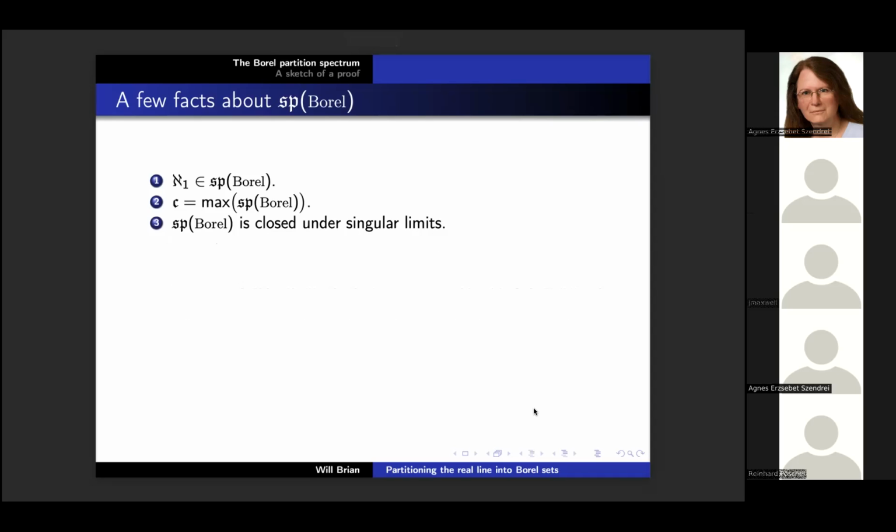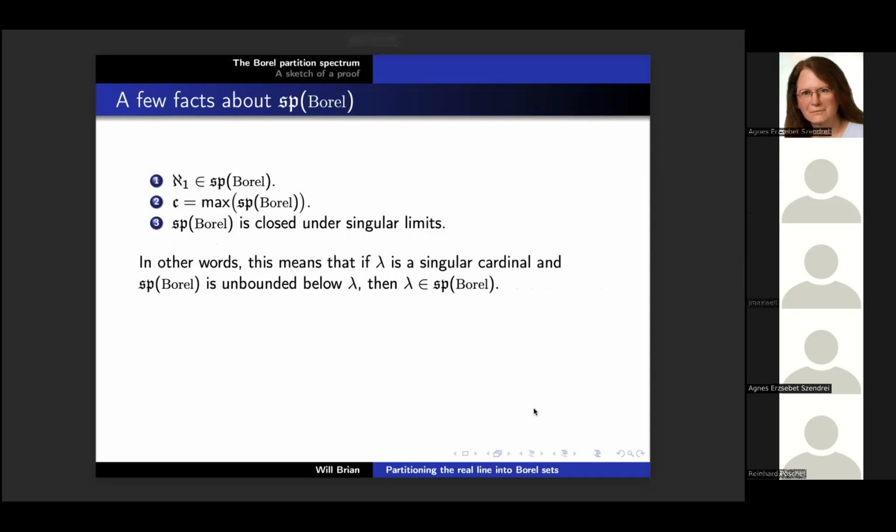Okay, third fact about the Borel partition spectrum. It's closed under singular limits. So more precisely, what that means is that if we have a singular cardinal lambda, and the Borel partition spectrum contains unboundedly many cardinals below lambda, then it must also contain lambda. And I'm going to sketch a proof of that because there's a fairly nice and simple argument for that.